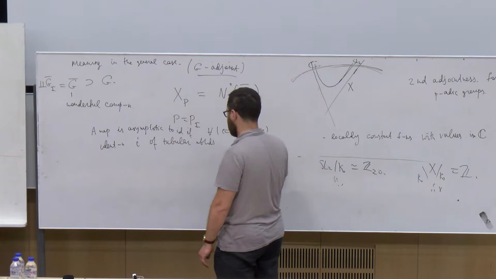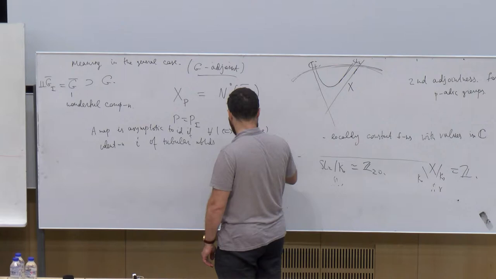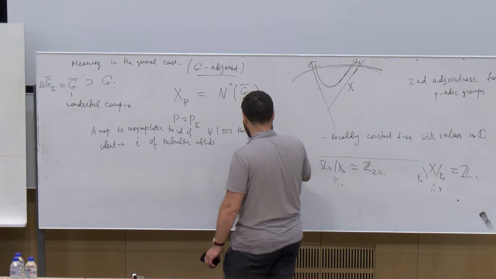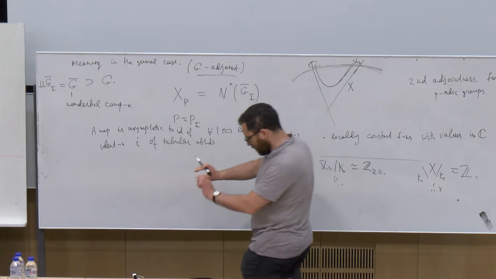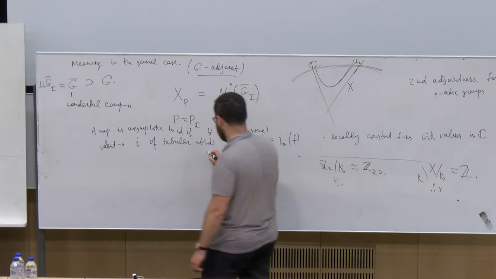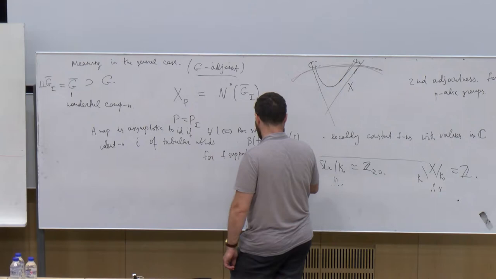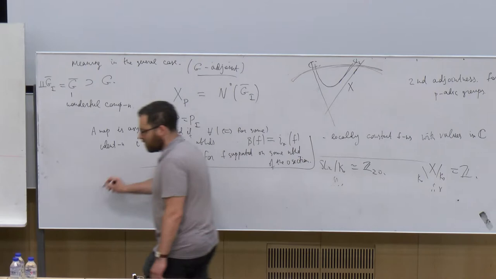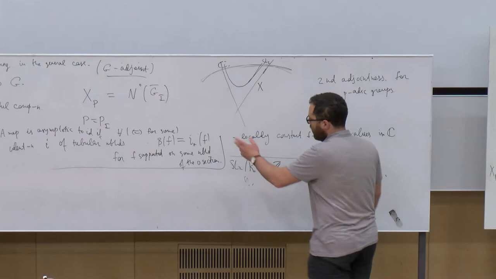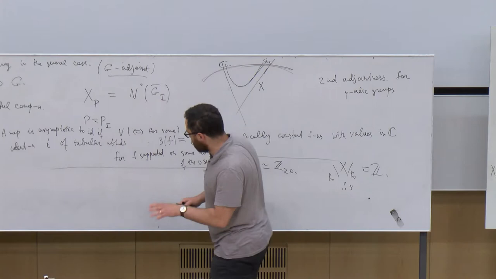we have that our map B of F is equal to I log star of F, when F is supported on a small enough, perhaps smaller, neighborhood of the zero section. Okay, so this is the meaning of the theorem. And for the theorem, you can give a conceptual proof, but using some old results of Bernstein about finite generation in the theorem property.